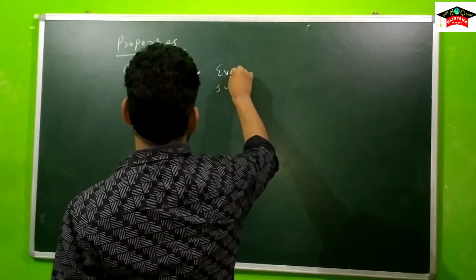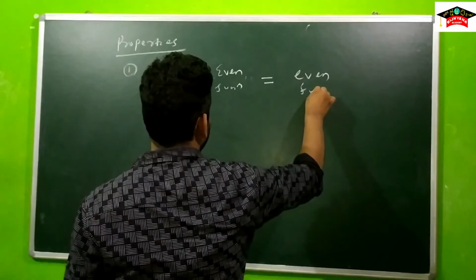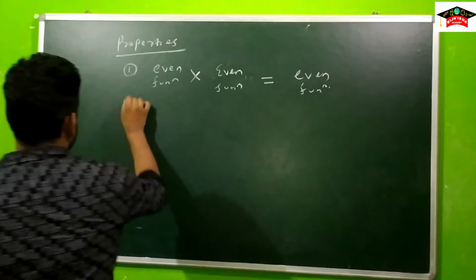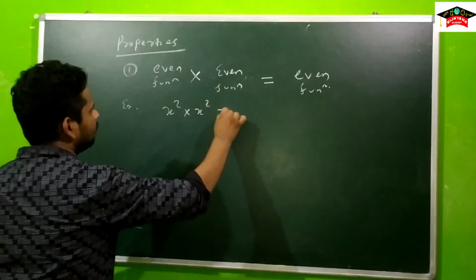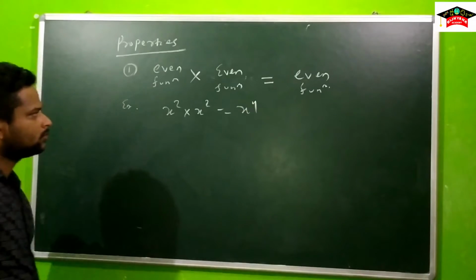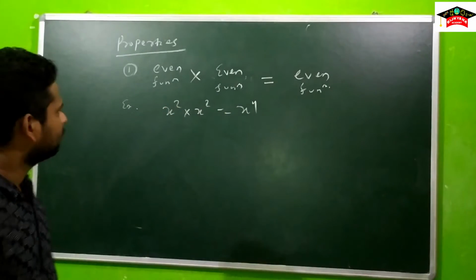With an even function, it also gives an even function. We can take an example like x square into x square equal to x4. So even function into even function is also an even function.